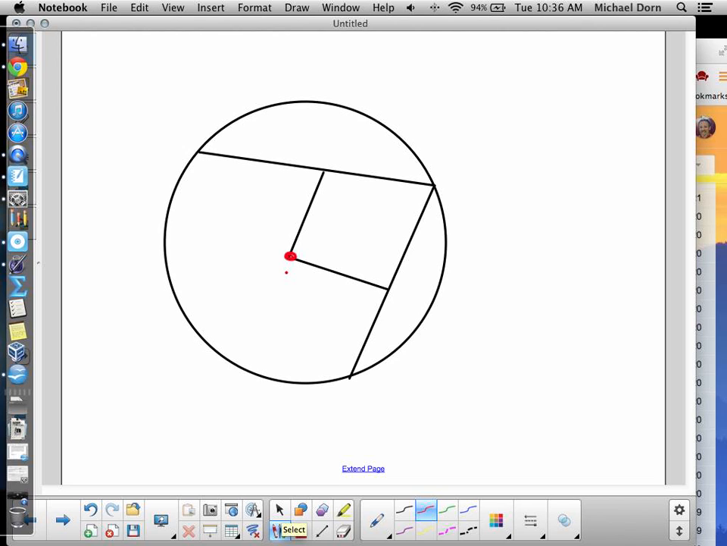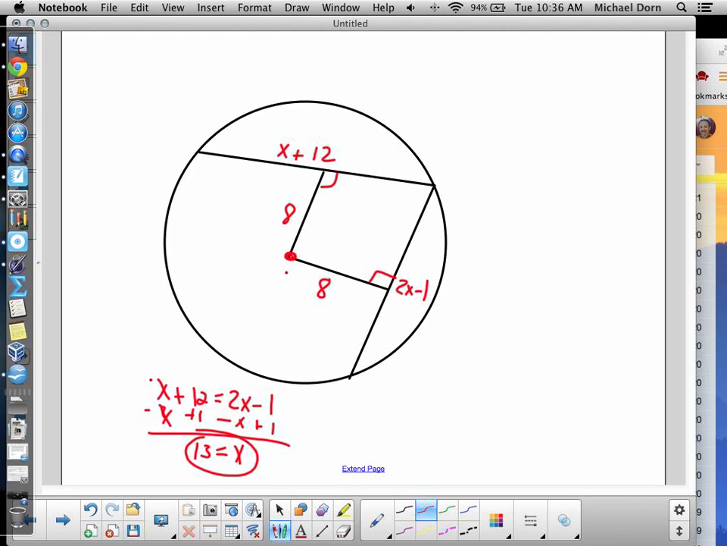And this chord, this segment right here is 8, and this is 8, and this is x plus 12, and this is 2x minus 1. And these are right angles. What kind of equation can I set up? Yeah, they have to be the same measurement. x plus 12 has to equal 2x minus 1. And again, I get x equals 13 when we do the algebra. But the setup is critical.